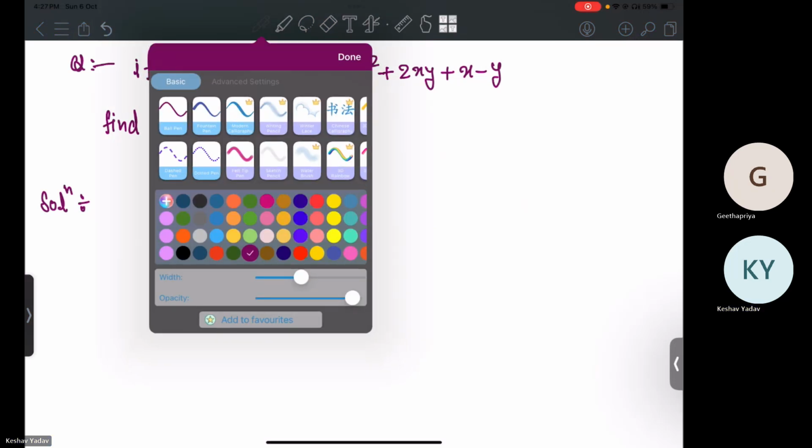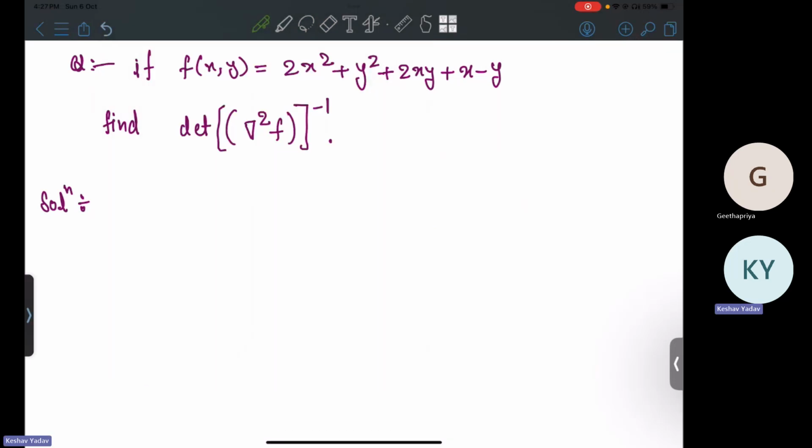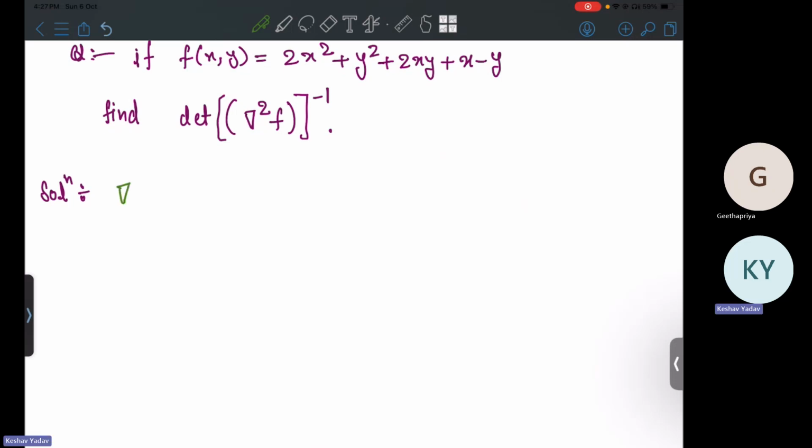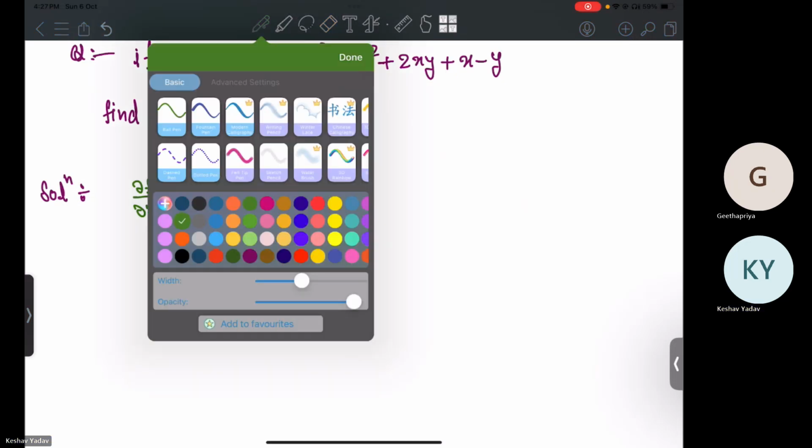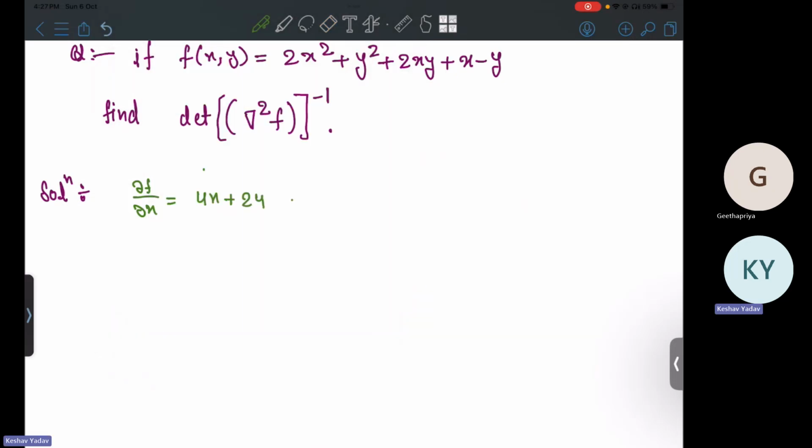So to solve this problem, first we need to find the Hessian. For that, we need to find the gradient. So gradient will be equal to what? Or we can directly find out. So del f upon del x will be what? 4x plus 2y plus 1. Del f upon del y will be what? 2y plus 2x minus 1.